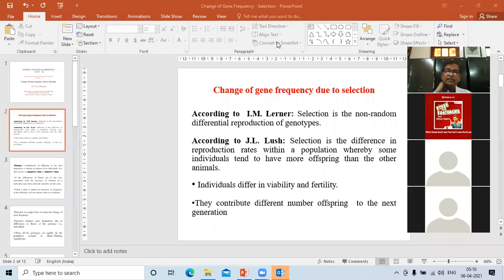So I.M. Lerner says selection is the non-random differential reproduction of genotypes, because the reproduction of genotypes is not random, not equal for every genotype. And in the second, as per J. Lush, all individuals do not contribute an equal number of offspring to the next generation, because of the difference in their fertility and viability. Accordingly, they will contribute different numbers of offspring to the next generation.